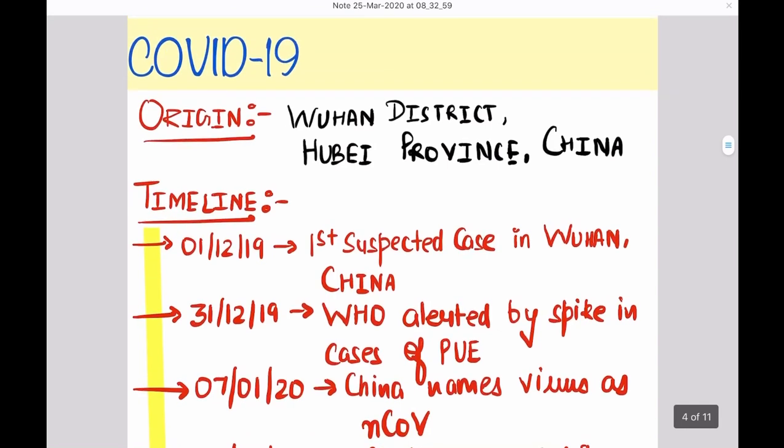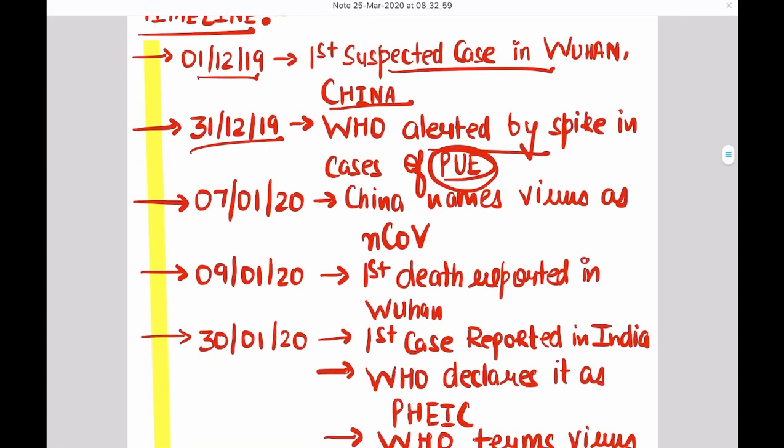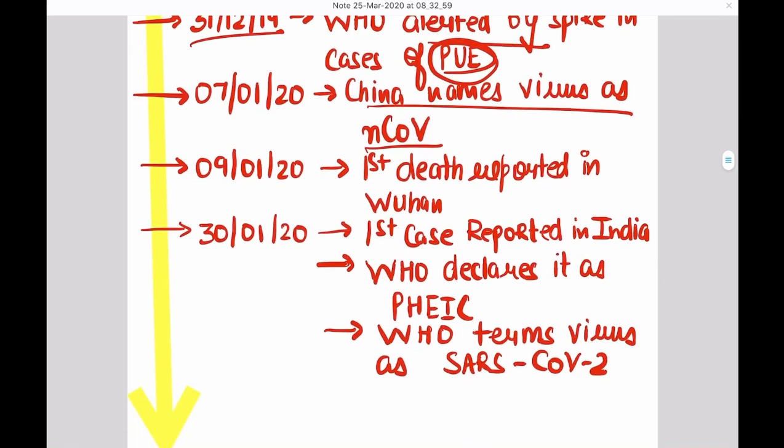Now let's learn something about the COVID-19 disease. As we all know, the origin of the COVID-19 disease was from the Wuhan district of Hubei province in China. The timeline of the spread of the disease is as follows. On 1st of December 2019, the first suspected case in Wuhan, China was reported. On 31st of December 2019, WHO was alerted by the spike in the cases of pneumonia of unknown etiology. On 7th of January 2020, China named the virus as novel coronavirus. On 9th of January 2020, the first death was reported in Wuhan, China.